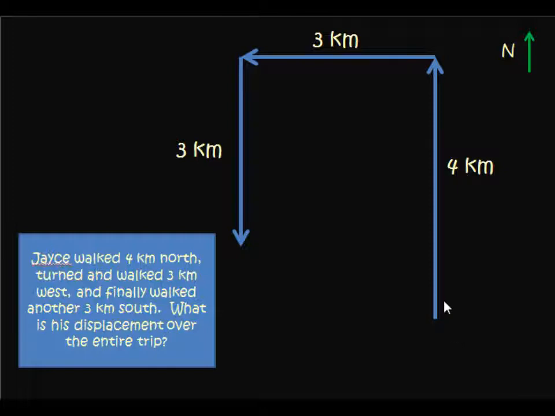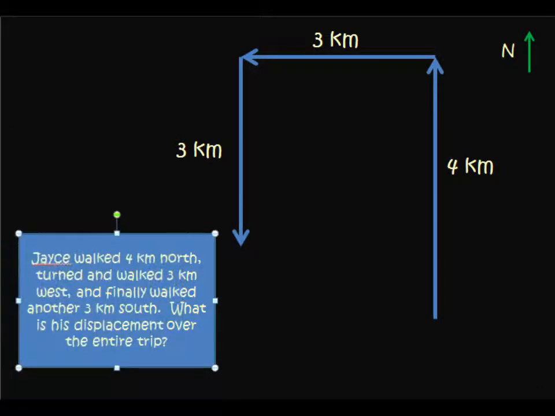So this diagram is my crude version of drawing Jace's path. First, he walked 4 kilometers north. I said that north is upwards. Then he turned and walked 3 kilometers west, and finally another 3 kilometers south.